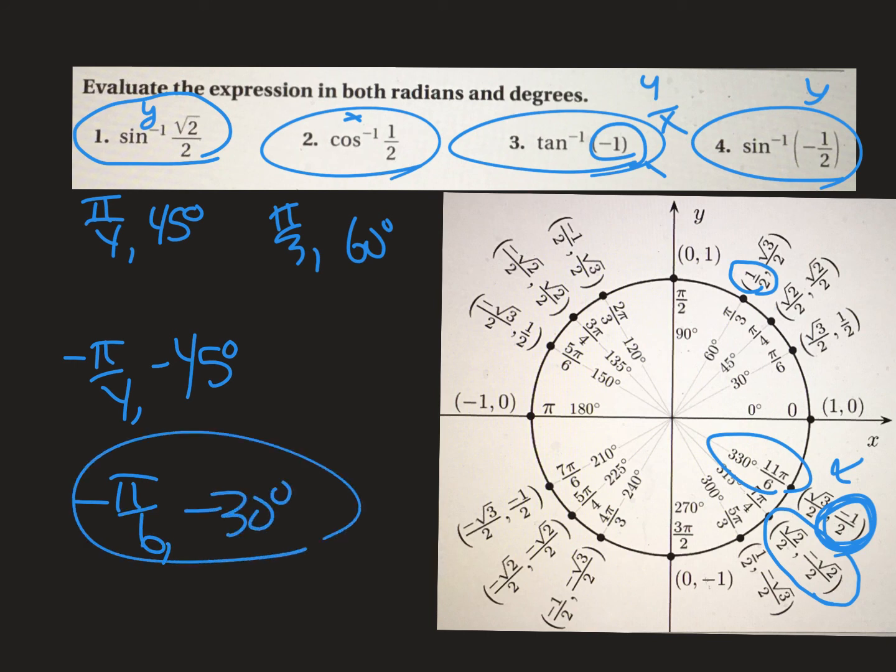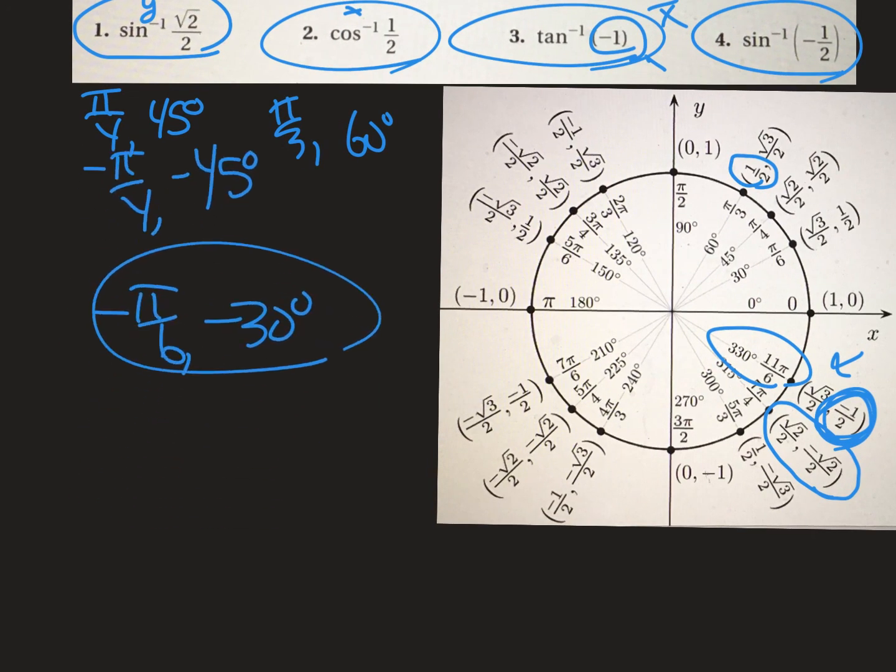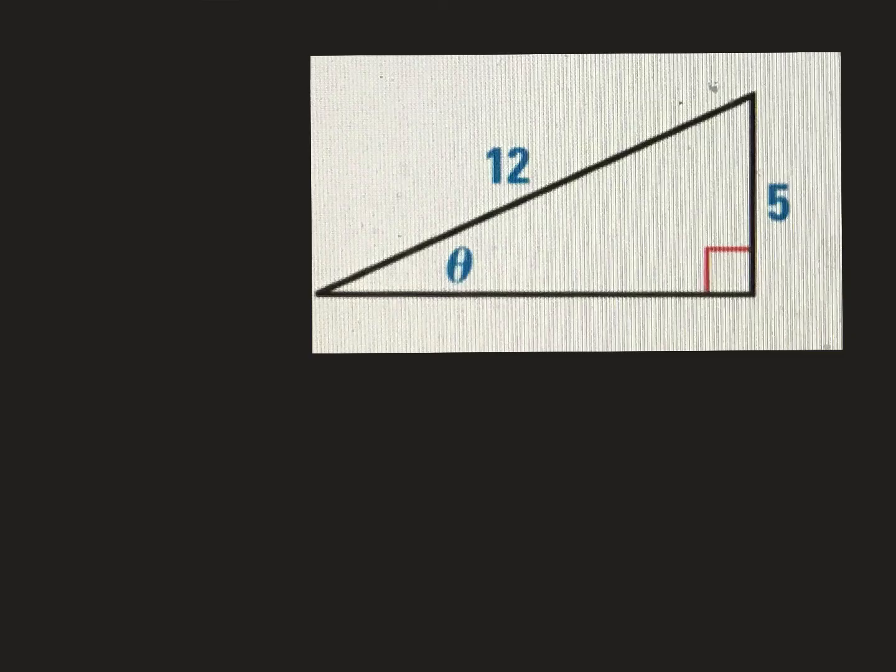Your answers, once again, for sine and tangent have to be between negative pi over 2 and positive pi over 2. That's where your answers have to be. If it's cosine, it has to be between 0, sorry about that, and pi. Okay, one more slide here.